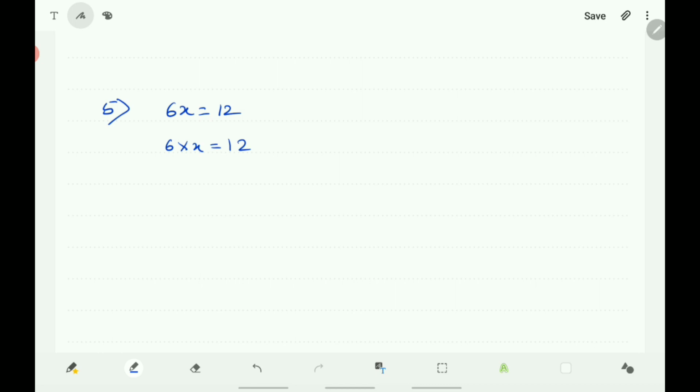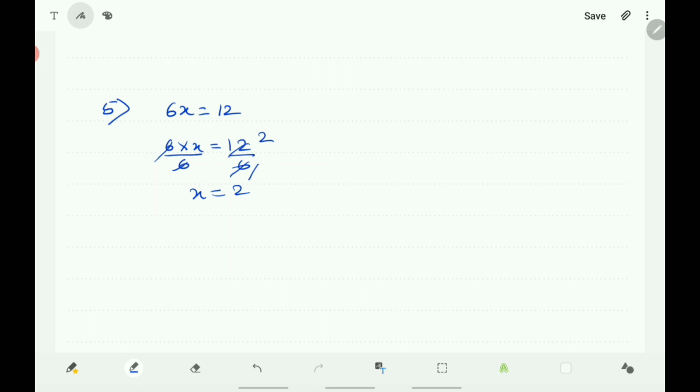Here 6 is to be cancelled. To cancel 6, what you have to do? Divide both the sides by 6. You will get 6 cancels here. What you will get? X equals 6 1s are 6, 2s are 12. So x equals 2 you will get.